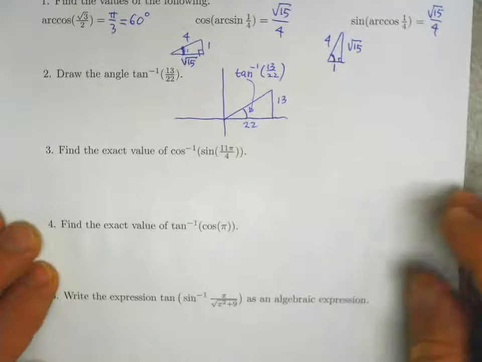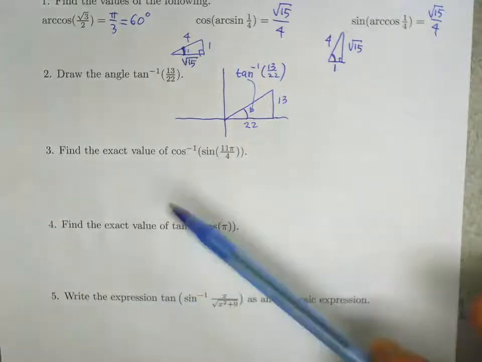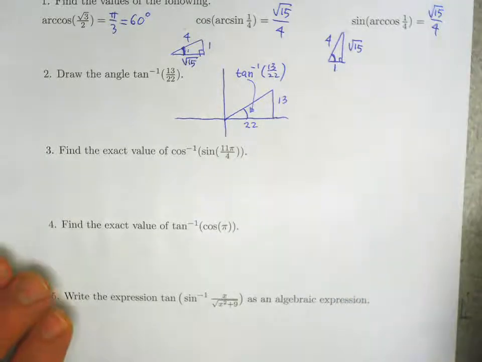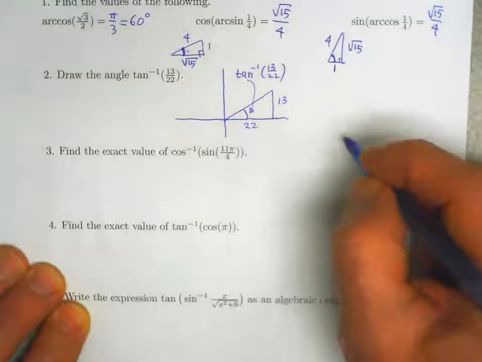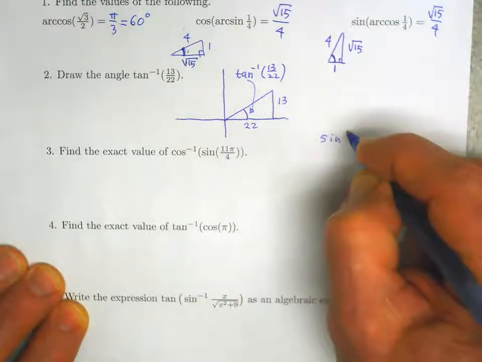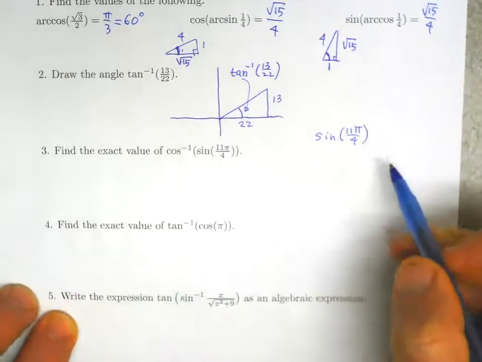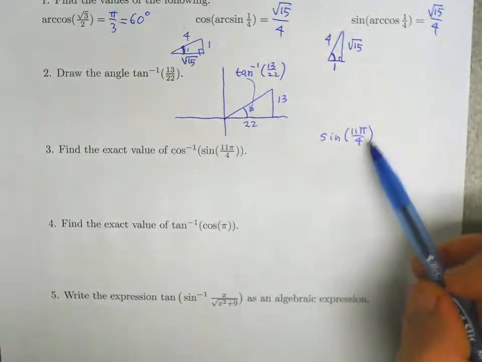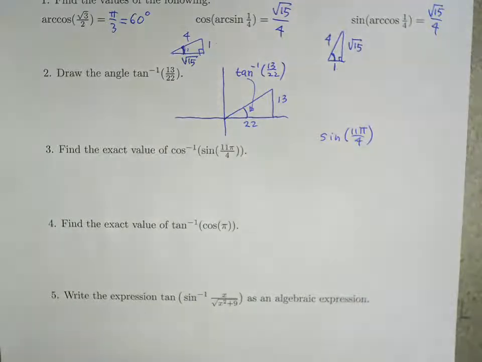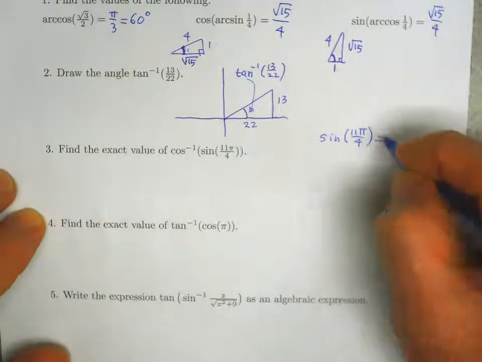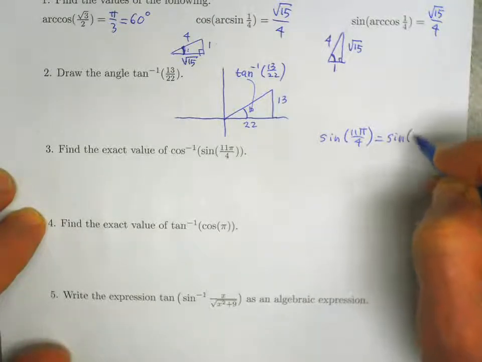Okay, in the next example, find the exact value of the inverse cosine of sine of 11 pi over 4. So first, let's evaluate the sine of 11 pi over 4. So 11 pi over 4 is more than 2 pi. It's 2 pi plus 3 pi over 4. So we can say that this is equal to sine of 3 pi over 4.